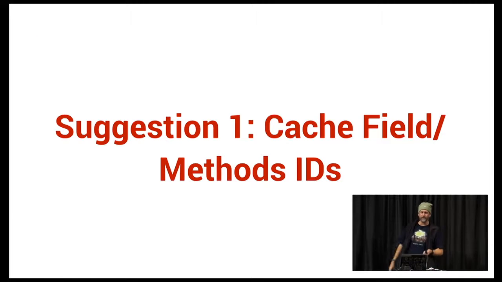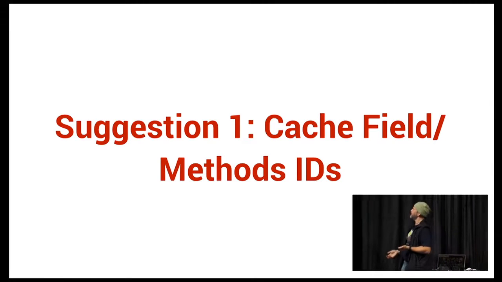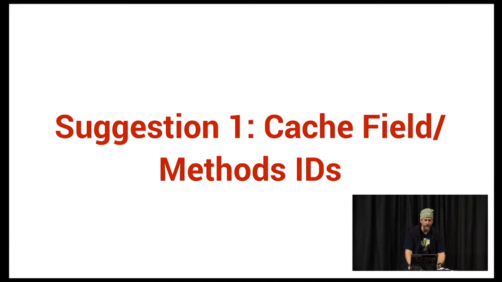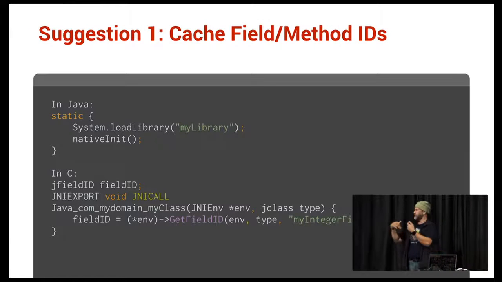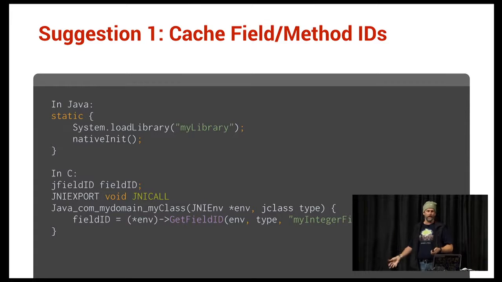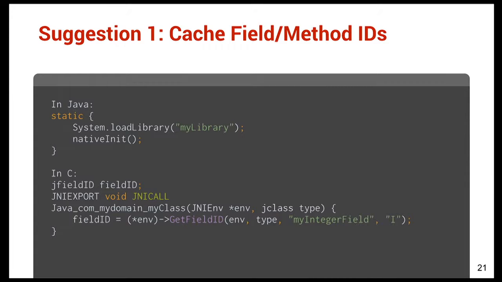All right, so the first suggestion, which is a really, really good one, is to cache field and method IDs. And here's why. Those field and method IDs are just numbers. They don't actually change once the class has been loaded. And if you want to be really, really good about when you grab them, inside of the static initializer of the class in Java, you can actually call some JNI code. In this case, I'm calling nativeInit.